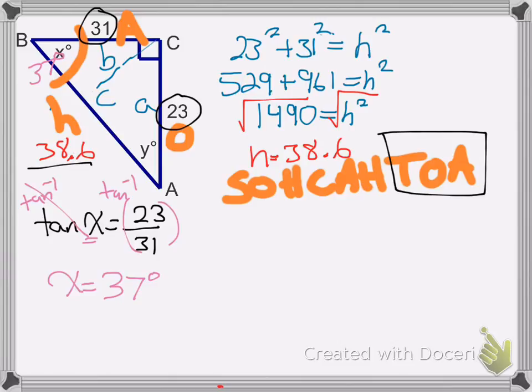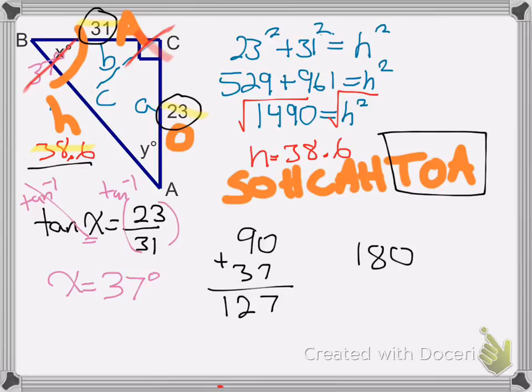Almost done solving my right triangle. We already said we found all three sides. Now, looking at our angles, we have two. We have our right angle. We have 37. We're missing one more. From here, I'm going to take 90 plus 37. I'm going to get 127. Our whole triangle is 180 degrees minus 127. That should give me 53 degrees left over.